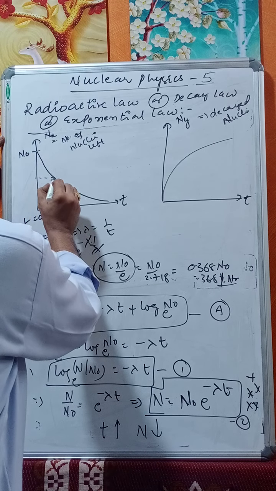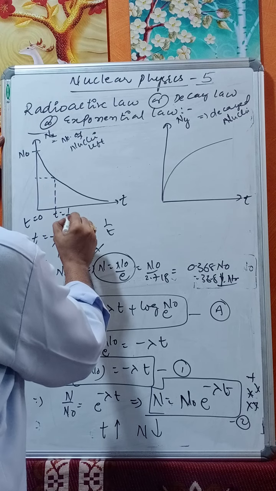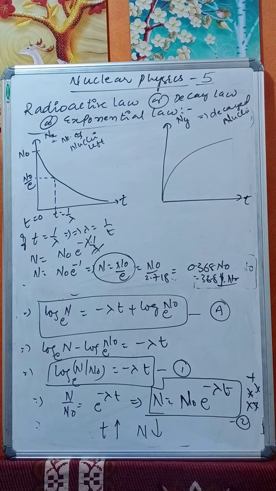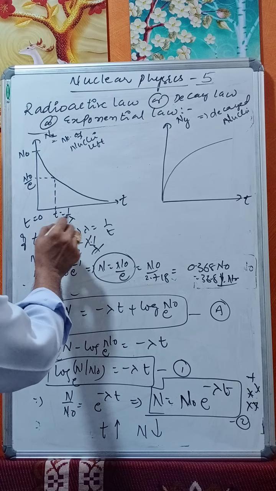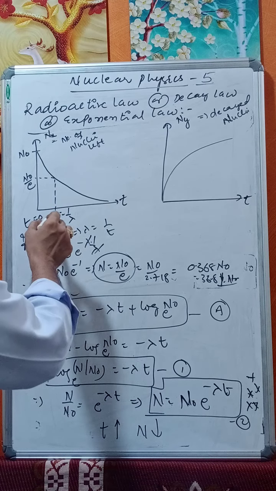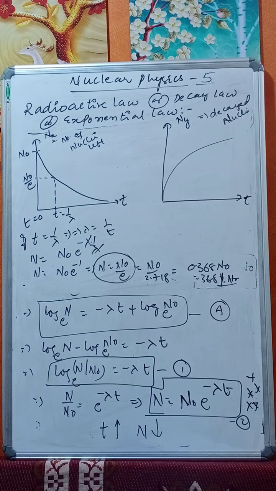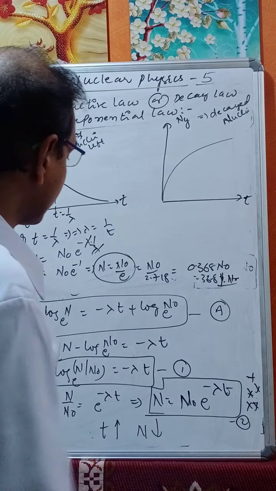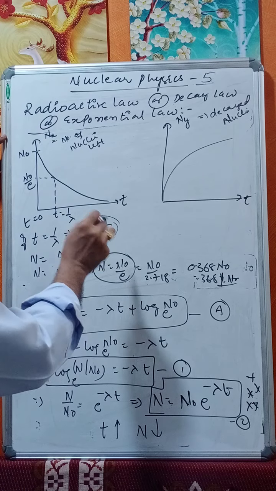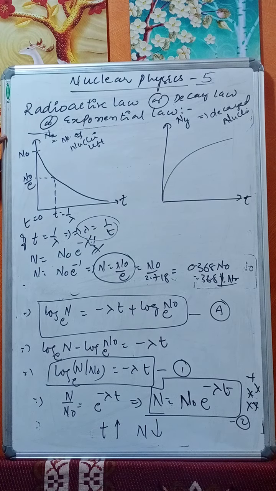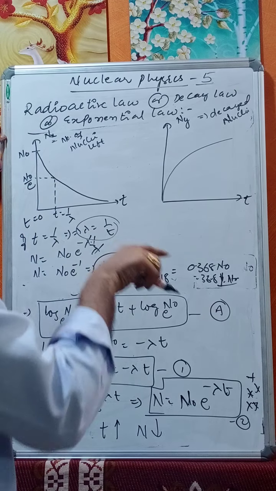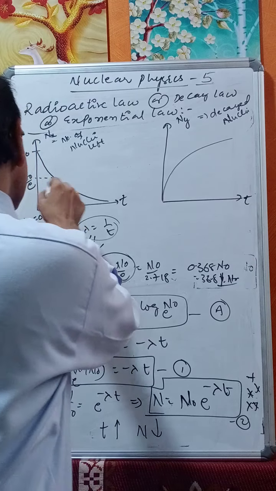From this equation, at t is equal to 1 by lambda, n is equal to n naught by e. Therefore, we define the decay constant as the reciprocal of the time during which the number of nuclei decreases to n naught by e, that is 1 by e times of their initial value. This is the decay constant.